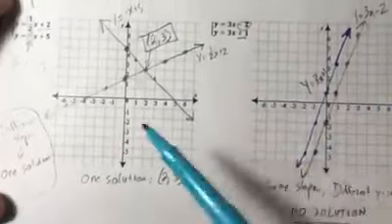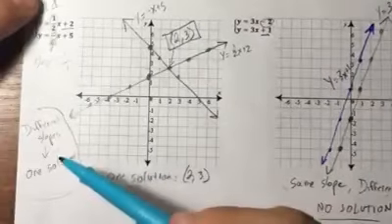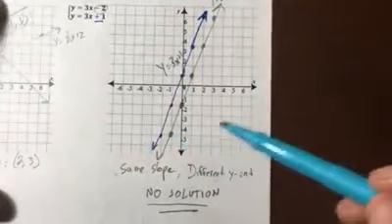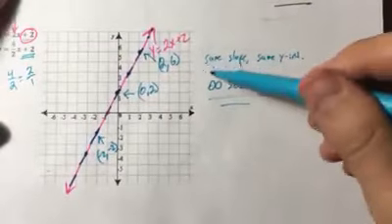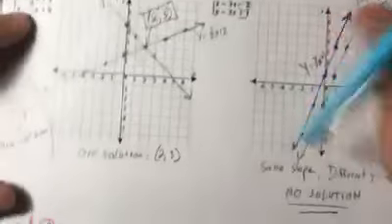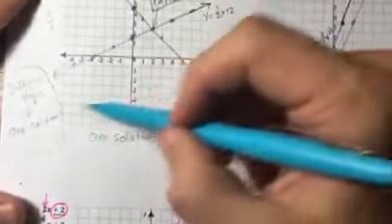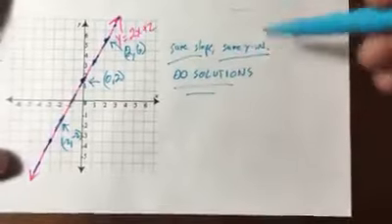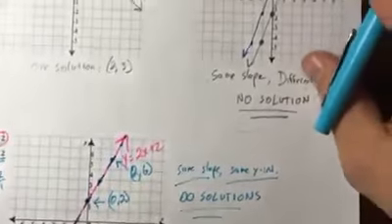So again, we have one solution when we have different slopes. We have no solution when we have the same slope and different y-intercept. And we have infinite solutions when we have the same slope and the same y-intercept. Hopefully this helped. Make sure that you're using these strategies on the test. Think about the different slopes, same slope, different y-intercept, same slope, same y-intercept, and how many points that they will touch.